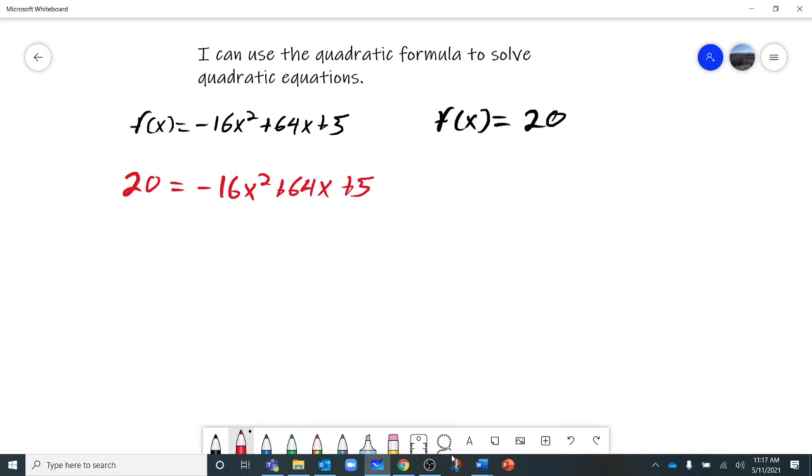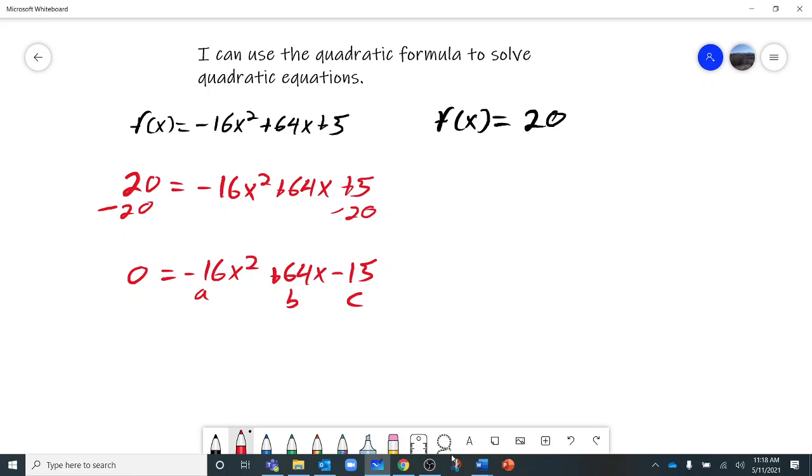And to use the quadratic formula, we need this to equal 0. So we're going to subtract 20 from both sides, and we get 0 is equal to negative 16x squared plus 64x minus 15. And so now we have our a, our b, and our c. And we're going to write our quadratic formula.